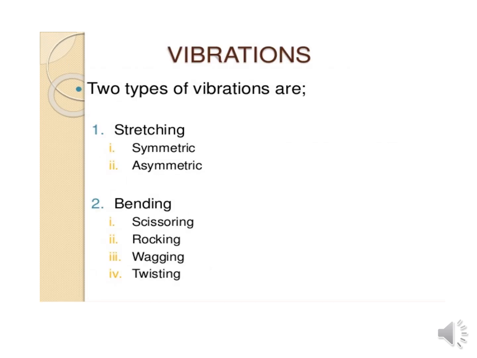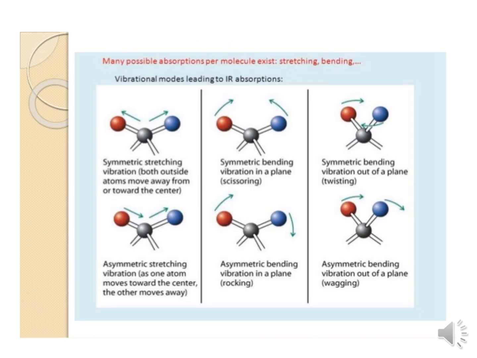So in IR spectroscopy, the vibrations are classified into two types. One is a stretching vibration, another one is a bending vibration. The stretching vibration is divided into two types. One is symmetric, in the same direction. Another one is asymmetric, where the vibrations are in different directions. The bending vibrations are also classified into four types: scissoring, rocking, wagging and twisting. So this figure explains the types of vibrations.